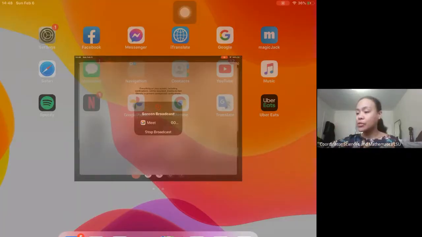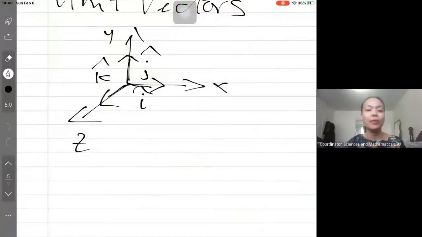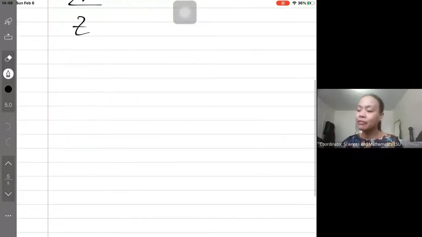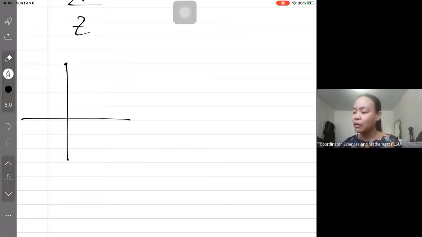So let us solve now our problem. First, we have our given vectors. Vector A is 3i hat plus 0j hat. How are we going to draw them? Again, we have the XYZ plane.